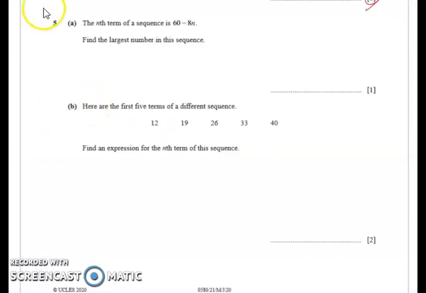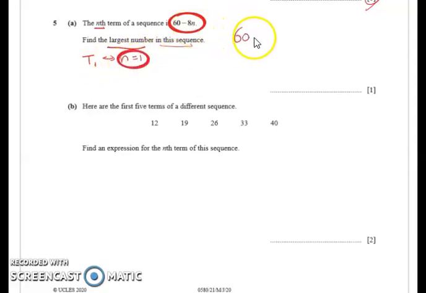Okay, here is the 5th question. This is the nth term of the sequence, and they are asking for the largest number in this sequence. If you notice, there is a minus there. So for the first term, n is 1, so we just have to replace the n with 1. So here becomes 8, and then 60 minus 8, you'll be getting your answer 52. Okay, that is for 5a.